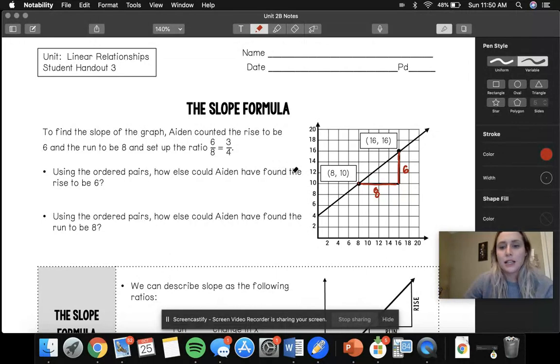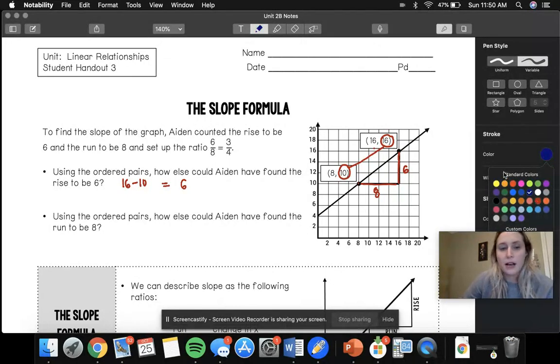So it's asking, instead of using the graph, instead of just using the ordered pairs, we have 8, 10, and we have 16, 16. How else could we use these ordered pairs to find the rise to be 6? When we think of rising, we think of going up or going down. So our y values are what moves us up and down on an ordered pair. When we talk about how to go from 10 to 16, the difference between them would be 6.